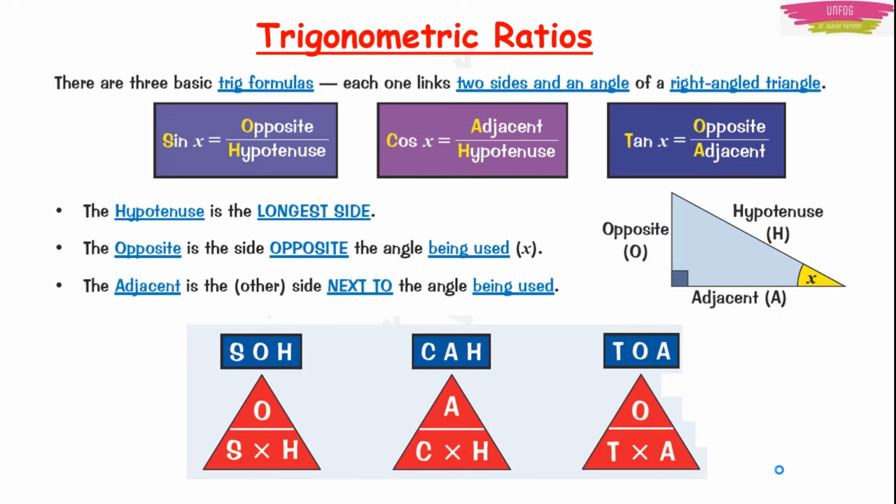See, it is very simple. If I want to find sine, I will do opposite side by hypotenuse. If I want to find cos, I will do adjacent side by hypotenuse. If I want tan, I will do opposite side by adjacent side. Okay, so much you have to remember.